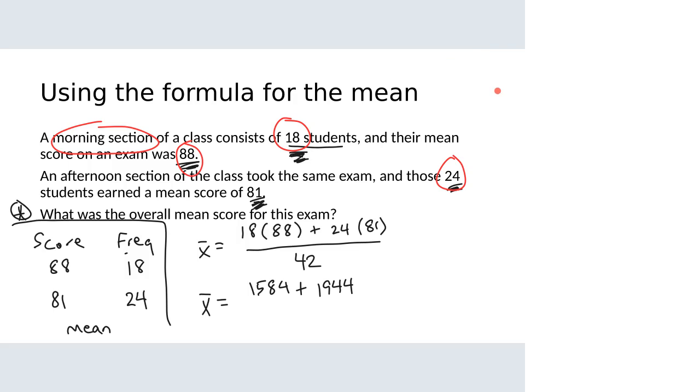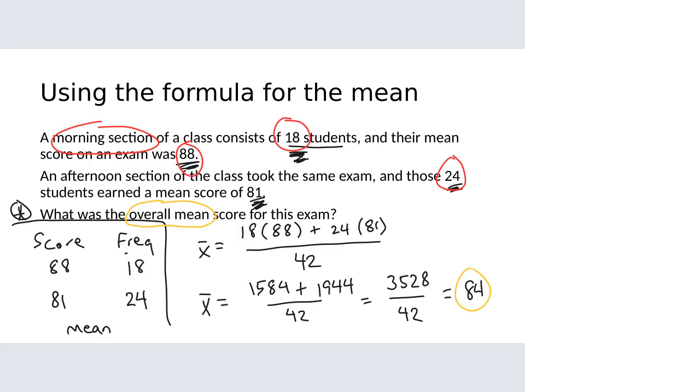1,944 points. And then we'll divide by 42, and let's see what we've got here. So plus 1,584 is 3,528 divided by 42. And that's 84. So the question was, what was the overall mean score for the exam? And it was 84. Let me know if you have any questions on what we did there before I have you try one.